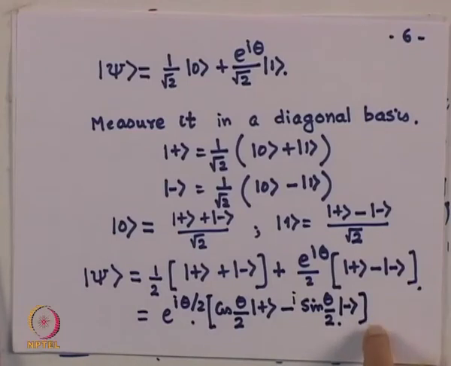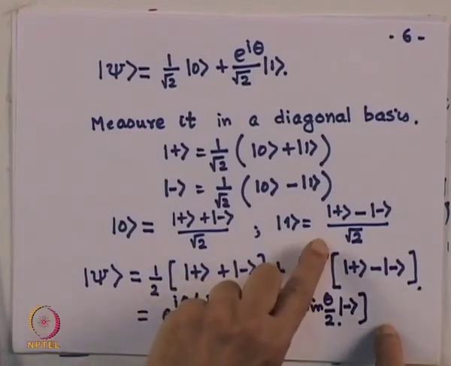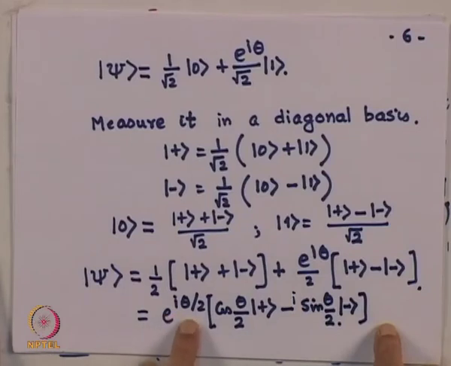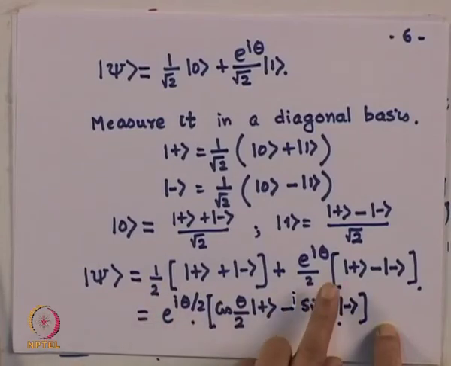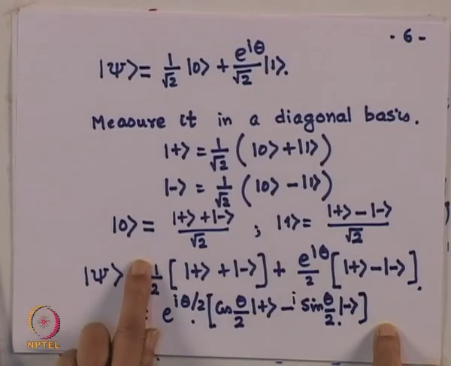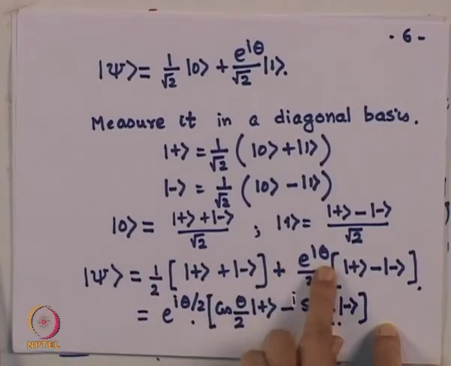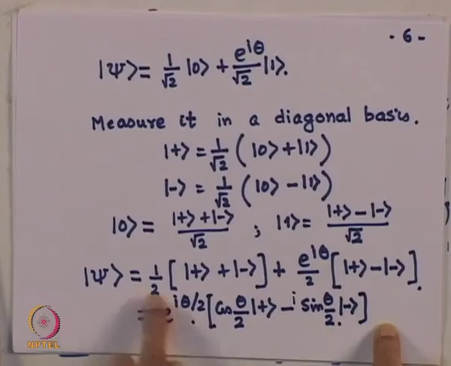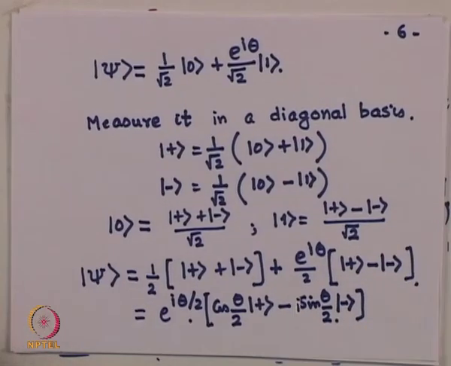See, basically what I have done is this. I have taken out an overall e to the power i theta by 2 out, so that this term now has a factor e to the power minus i theta by 2, and this term has e to the power plus i theta by 2. Now, if I now collect the plus, then I get e to the power minus i theta by 2 plus e to the power plus i theta by 2 divided by 2, which is cos theta by 2. And likewise, the coefficient of minus becomes minus sin theta by 2.